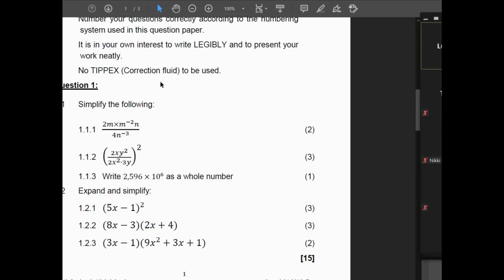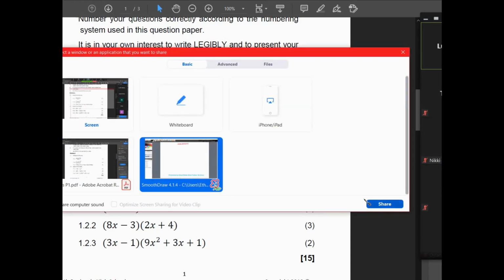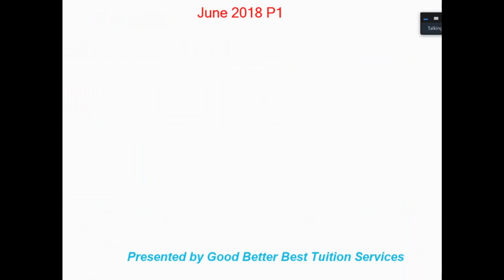Okay, so now that you've done question 1, let's look at the solutions. Question 1.1.1 was 2m minus m to the power of negative 2n over 4n to the power of negative 3.